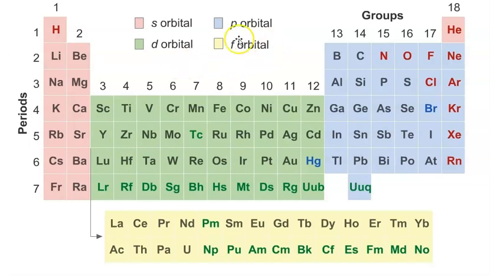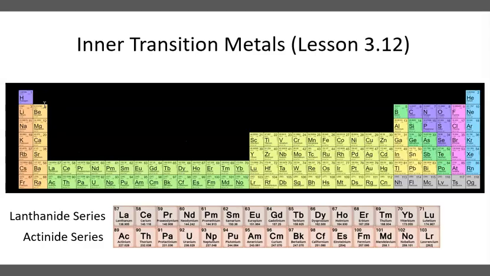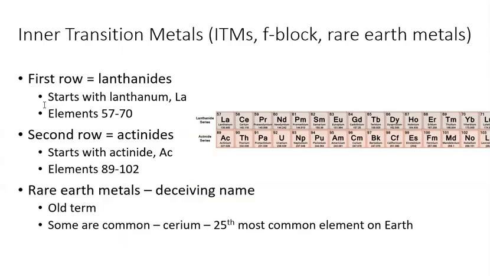And if you notice here, they're also called the F block elements, because if you did the electron configurations for all of these elements down here, their electron configurations would all end with an F orbital. The inner transition metals are sometimes referred to as the rare earth metals.